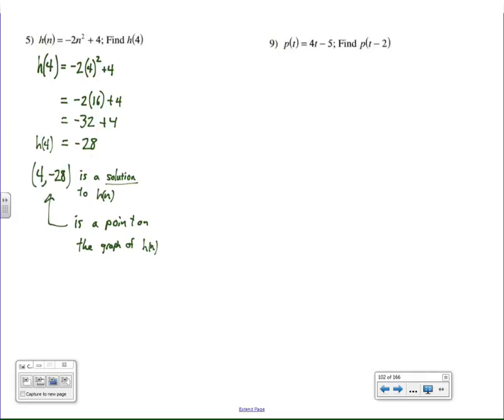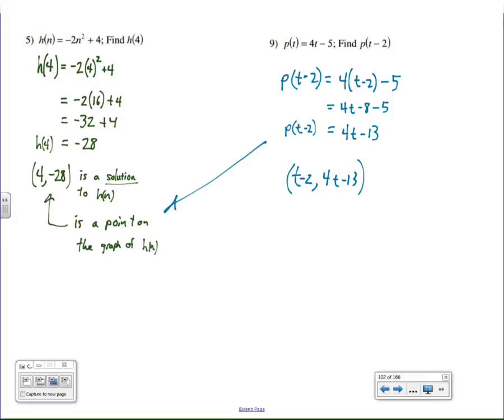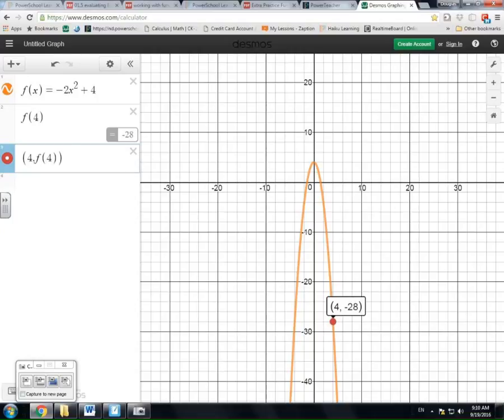Anyway, how do I know I did this right? How do I know I used the order of operations correctly? How do I know I multiplied correctly? The answer is we skip to our technology. I enter in the function exactly as given, except I change the variables to f of x instead of h of n, and x instead of n. I put that into Desmos, and then I can actually evaluate f of 4 directly. And Desmos says -28, which is the same answer that I got.